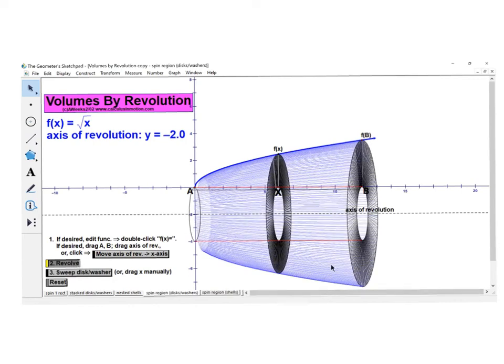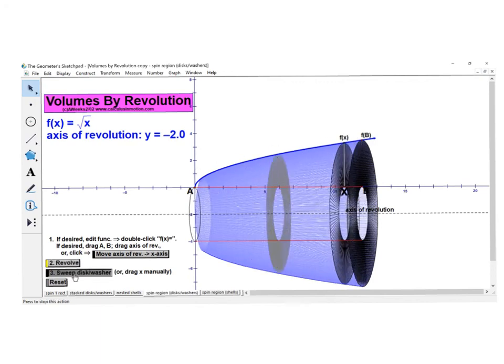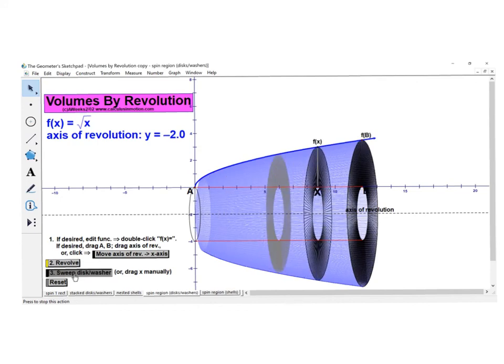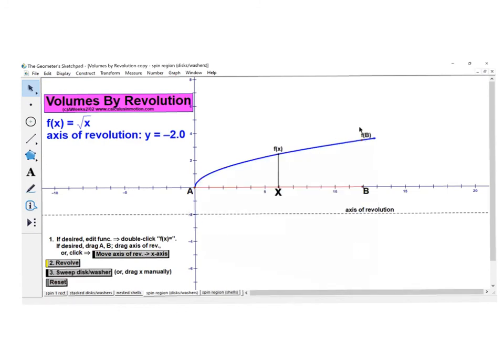And notice that the solid that's being formed has a hollow cylinder in the middle. The part where the washer is shaded is the solid part for this figure. So if we sweep the disc and washer, we see where the solid part of this three-dimensional figure is. Notice that wherever the washer is sweeping, that's the solid part. There's a hollow cylinder in the middle of this solid.